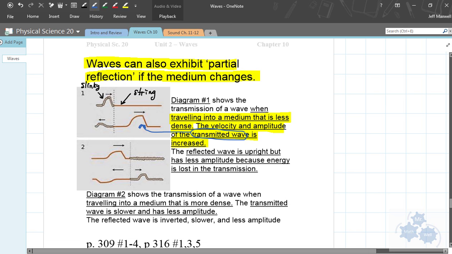So, if it goes into a lighter medium, the velocity, that is the speed. So notice that this arrow is about this long, and over here the arrow is longer. So that would represent the speed, okay? And then, of course, the amplitude is the height of the wave here. So you have sort of a smaller amplitude here, and then it's larger. So the transmitted wave: velocity and amplitude are increased.